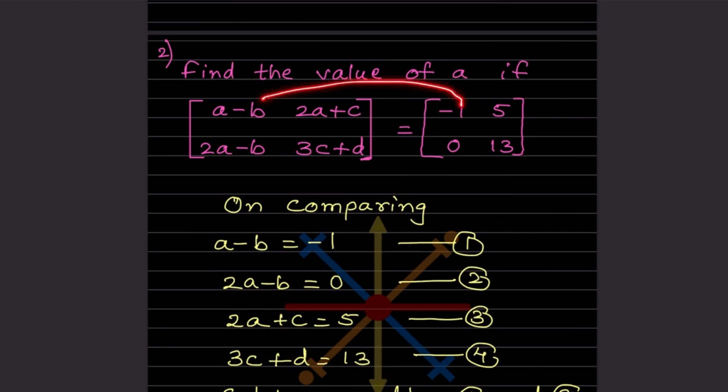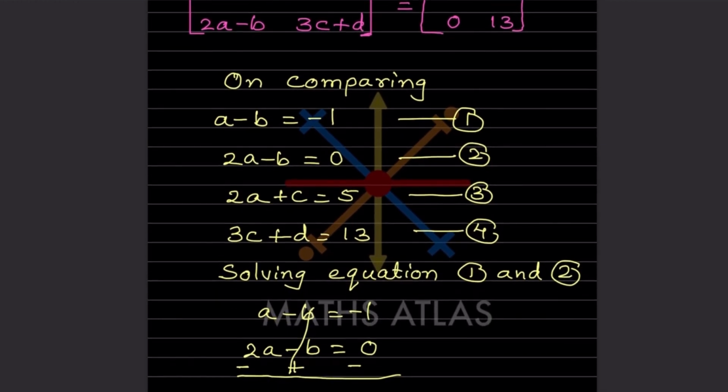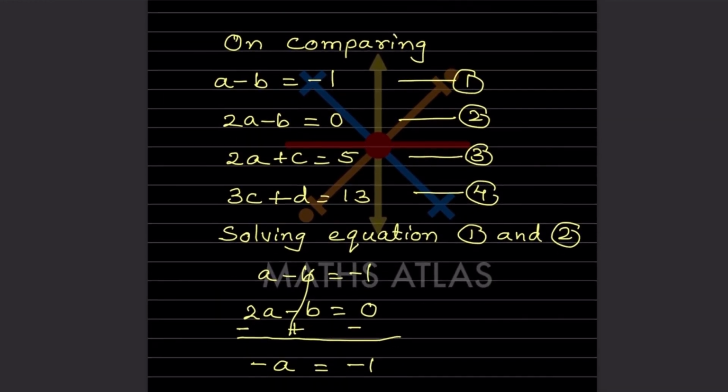This is this one, this will be this, and this 5, and this is going to be 13. So I have put the equations 1, 2, 3 and 4. So when we solve equations 1 and 2, we want the value of A first. So A minus B, when we are solving these two equations, I have written the equation over here. So what happens here, you can see here also minus B and minus B.